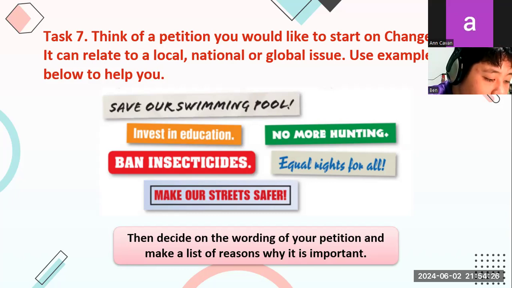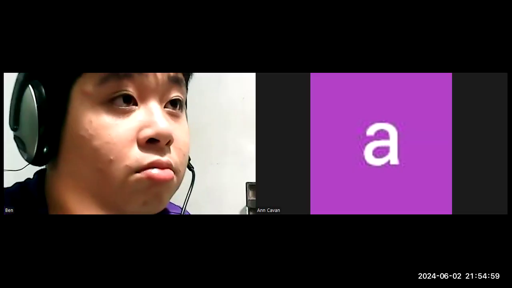Okay, so we are in task 7. Let us talk about this tomorrow. I love the topic about petitions. So let us talk more about petitions. Okay, Ben? Okay, so thank you so much for today, Ben. And again, I will see you tomorrow and let us talk about the different topics. Save our swimming pool, invest in education, make our streets safer, no more hunting. No more hunting could probably be in the park or in the forest. Okay? So thank you so much, Ben, and I'll see you tomorrow.